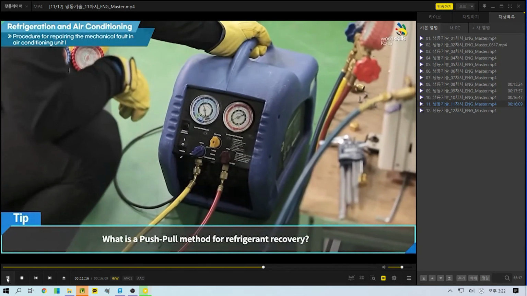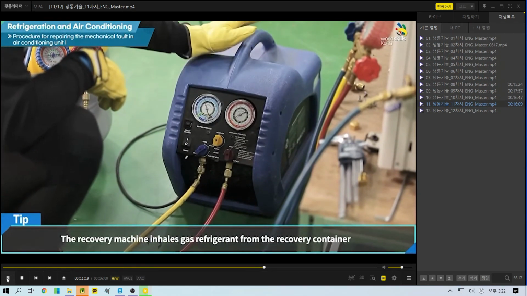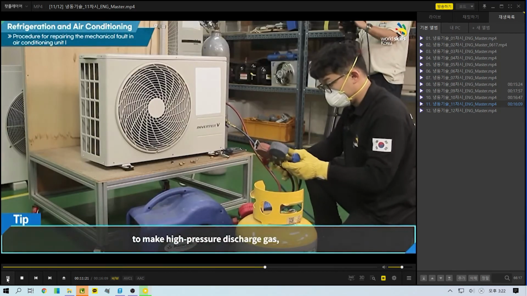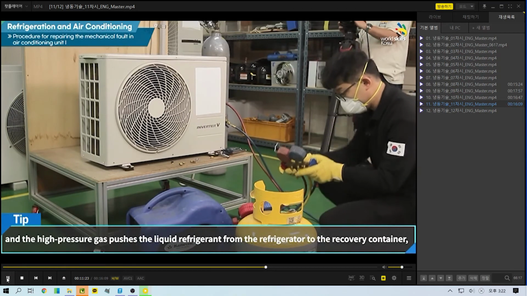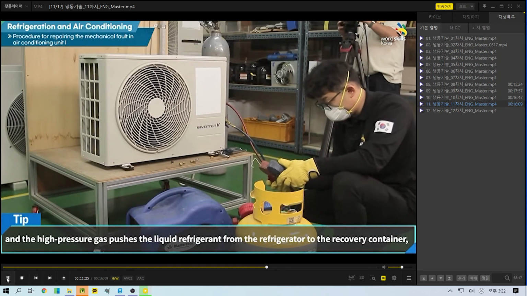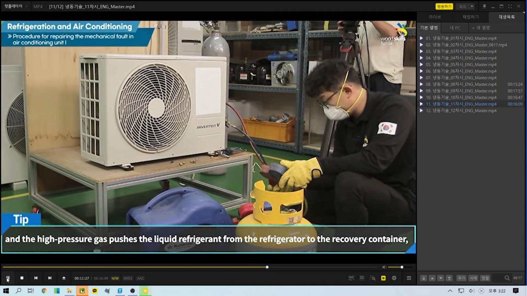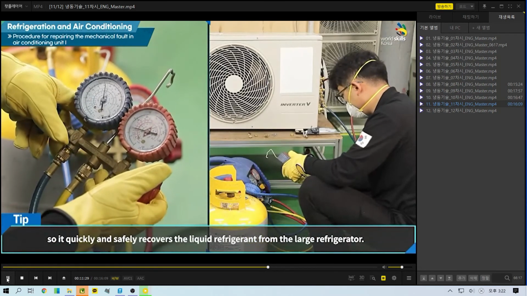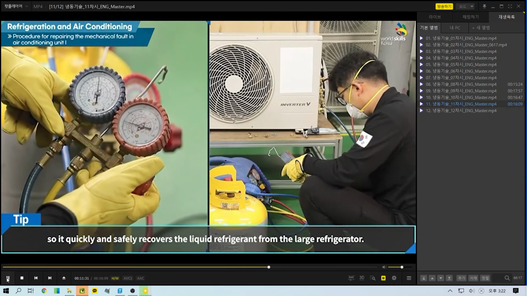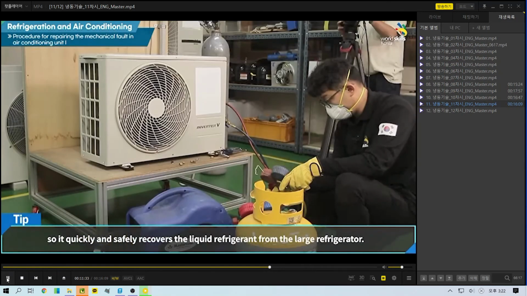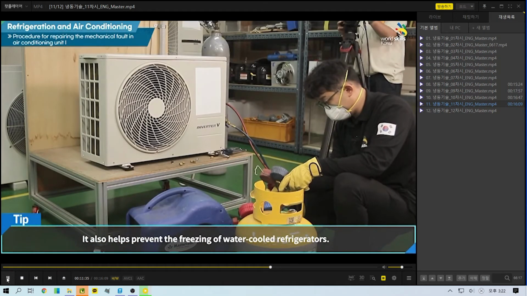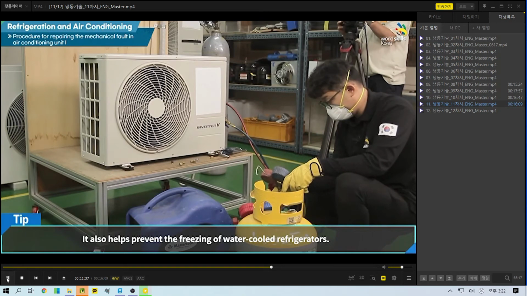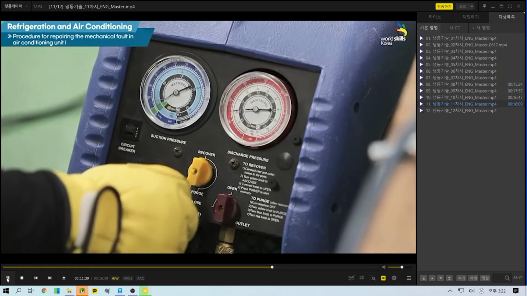What is a push-pull method of refrigerant recovery? The recovery machine inhales gas refrigerant from the recovery container to make high-pressure discharge gas, and the high-pressure gas pushes the liquid refrigerant from the refrigerator to the recovery container. So, it quickly and safely recovers the liquid refrigerant from the large refrigerator. It also helps prevent the freezing of water-cooled refrigerators.